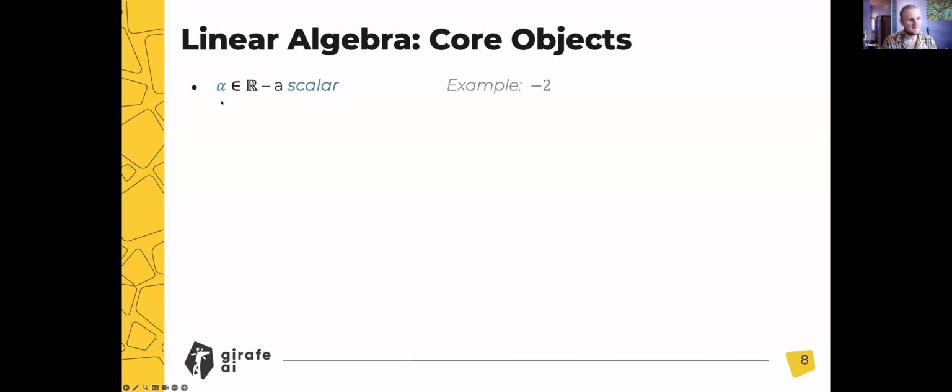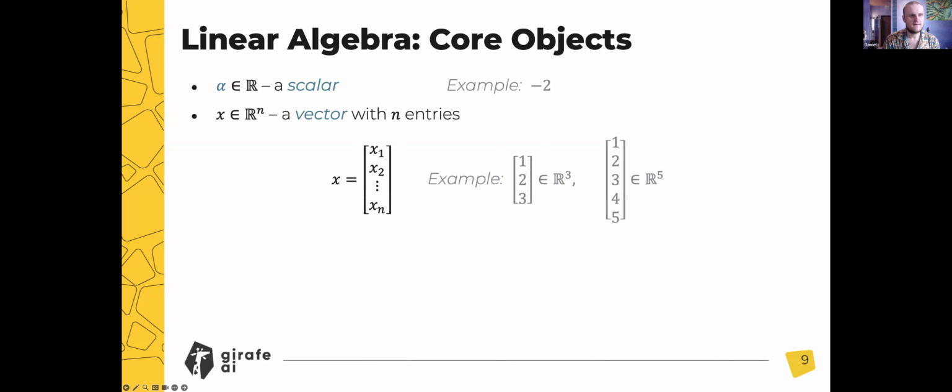And here, it is a Greek letter alpha that indicates that alpha belongs to R. So alpha is a number and a scalar. For example, -2 is a scalar.